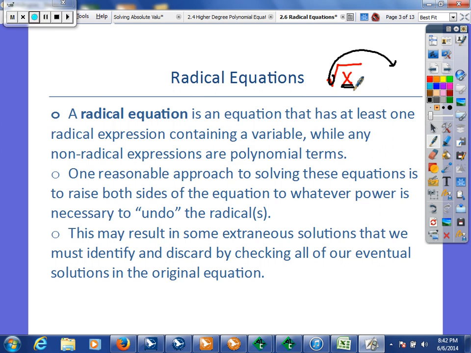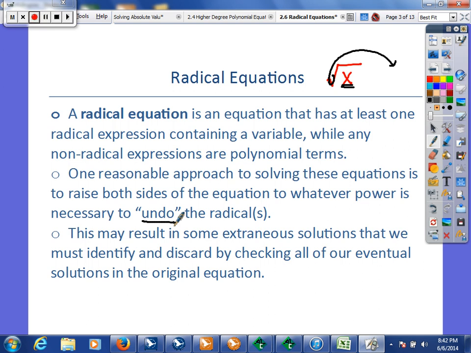Well, to undo a radical, we need to use inverses. And the inverse of a square root would be a square, and the inverse of a cube root would be a cube, and so on. So depending on what the index is, that's going to tell us what we're going to utilize in order to rip off that radical so we can get to the variable.